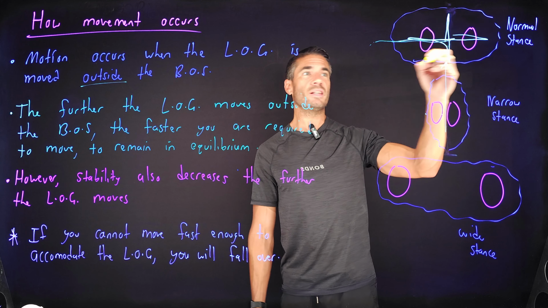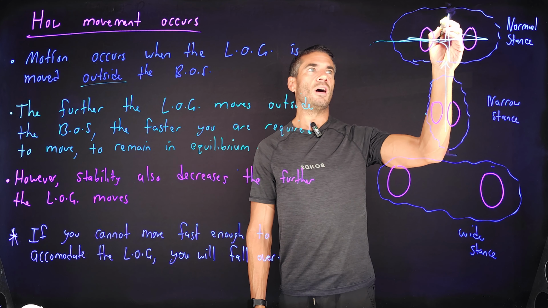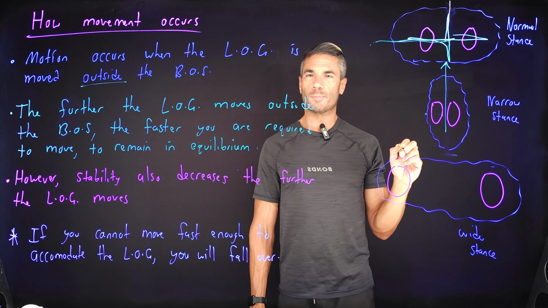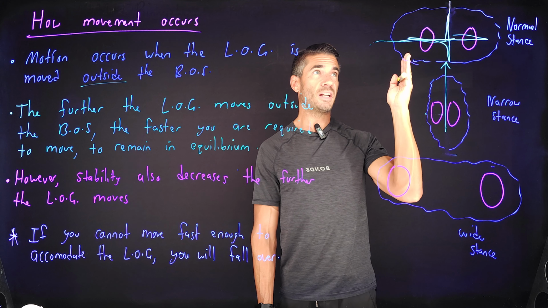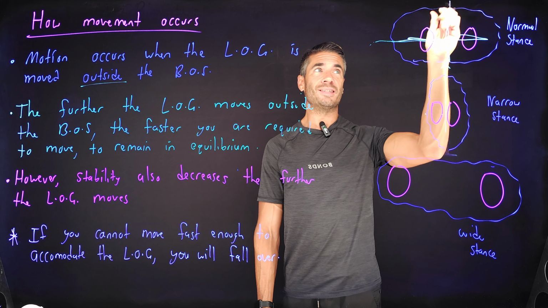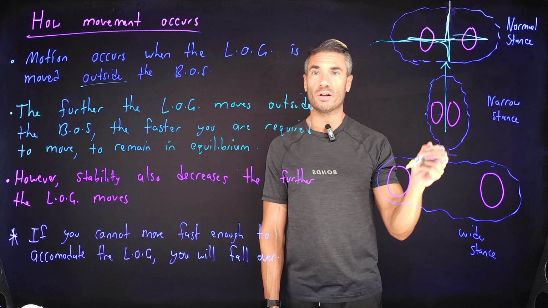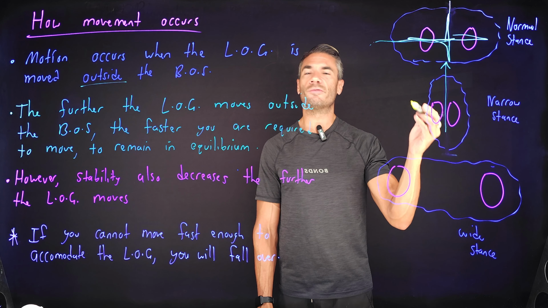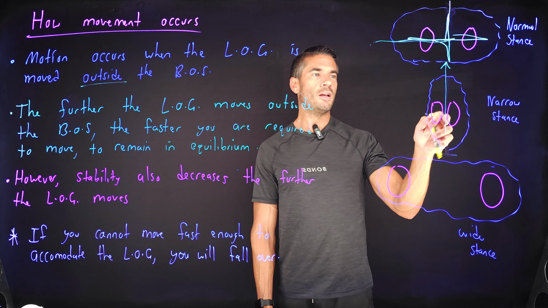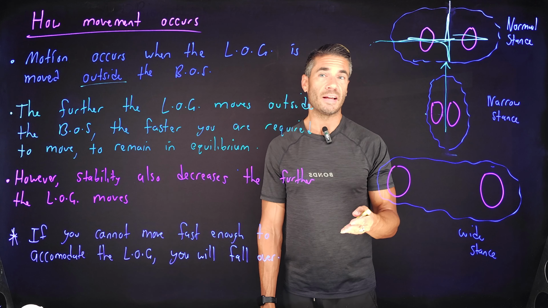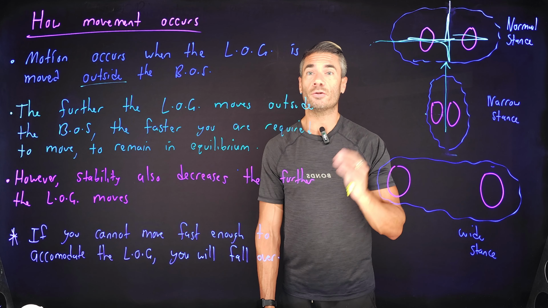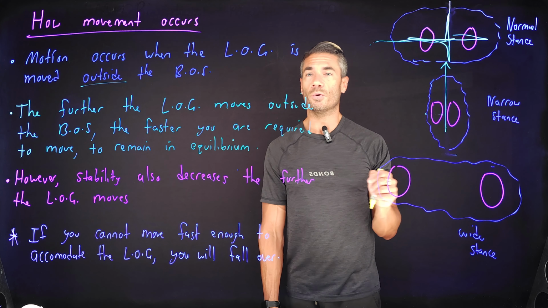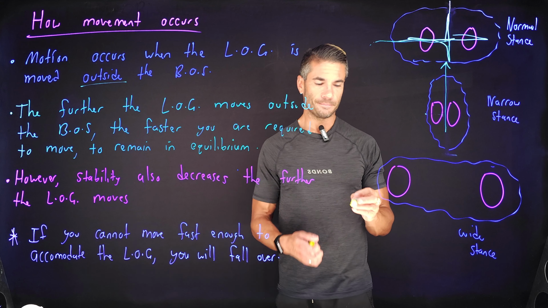So let's say with this stance, I could run at 9 kilometers per hour. But if I ran at 10 kilometers per hour, I would fall over because that's too fast for my stability to account for. But if I have a narrow stance, I might be able to run at 11 or 12 kilometers per hour and still remain stable because I've got more leeway with my base of support.